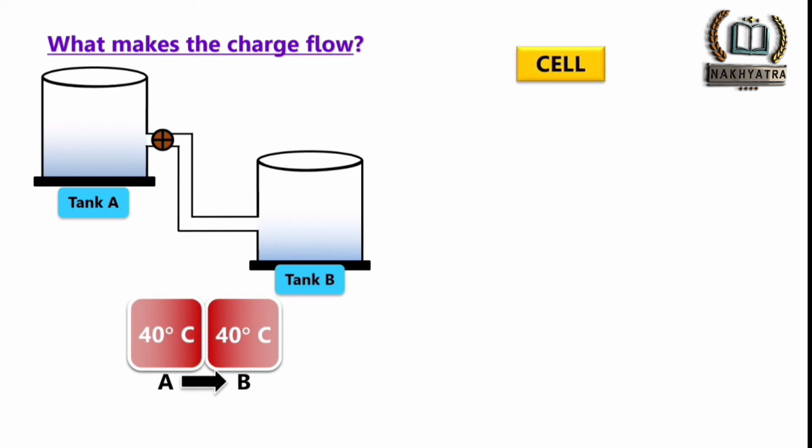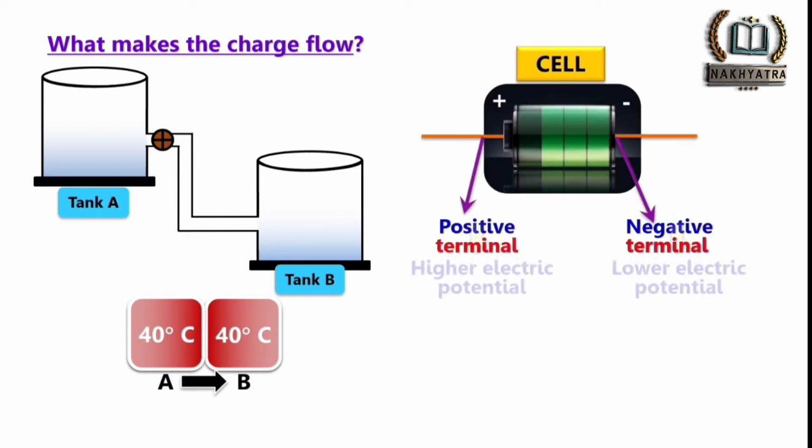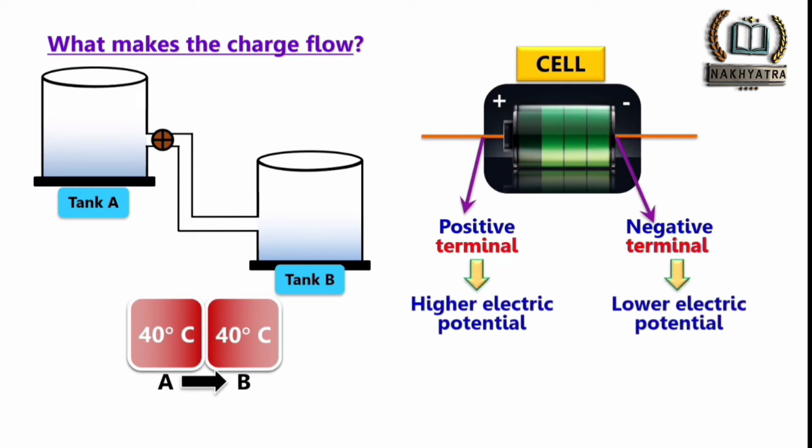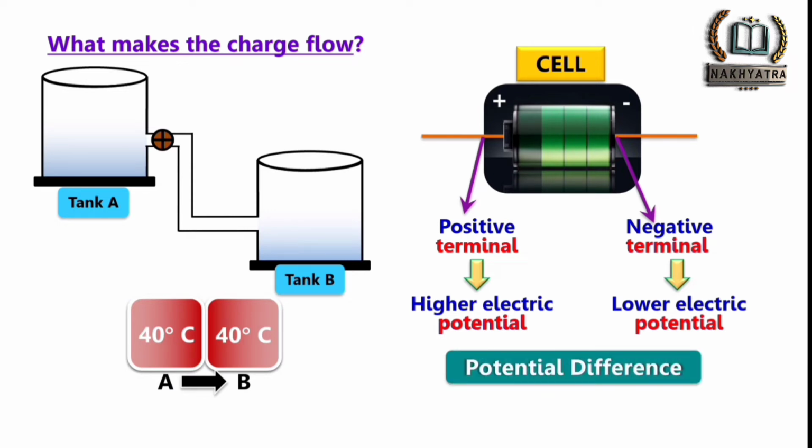Now let's see what a cell is. This is the structure of a cell, or the symbol of a cell you can say. And we all know that a cell has one positive terminal and one negative terminal. The positive terminal has higher electric potential and the negative terminal has lower electric potential. I hope everyone knows that. It is very easy also. Now, the difference between higher potential and lower potential is called the potential difference.